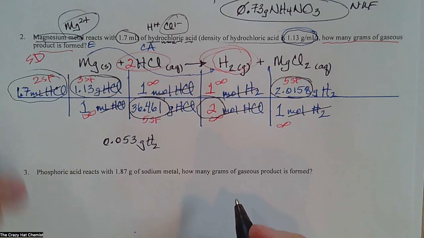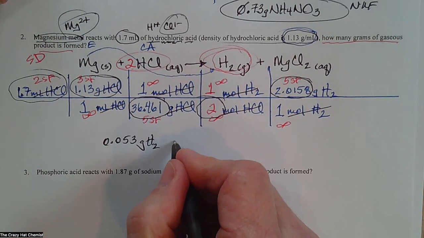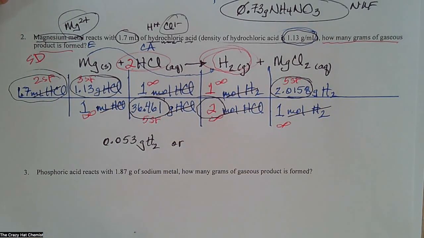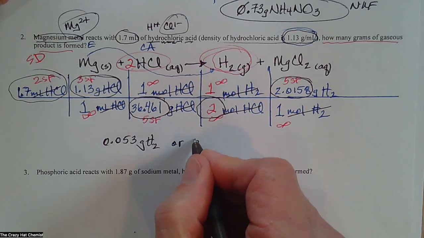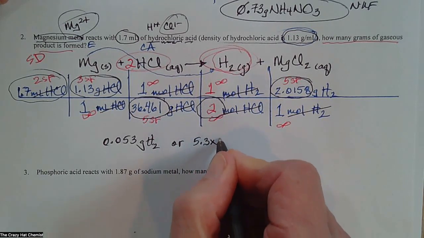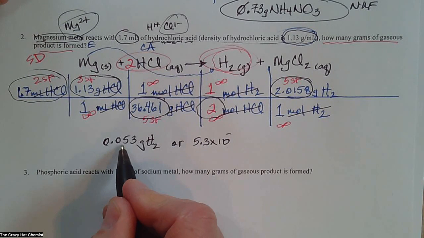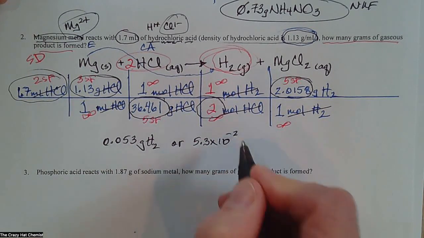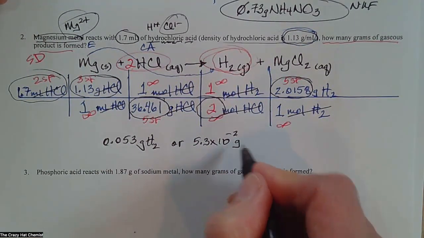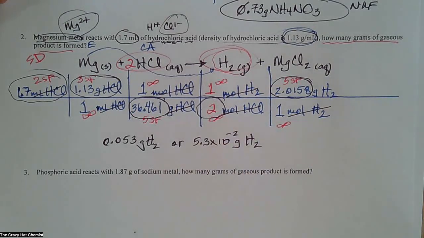I just want to also make sure that you understand this, and that is you can write another possible answer, and you can put it in exponential notation, which would be 5.3 times 10 to the negative 2, because this number is less than 1. And I would have the same units, that's grams, and the same formula of H2.